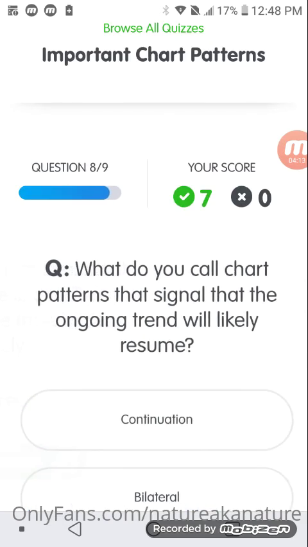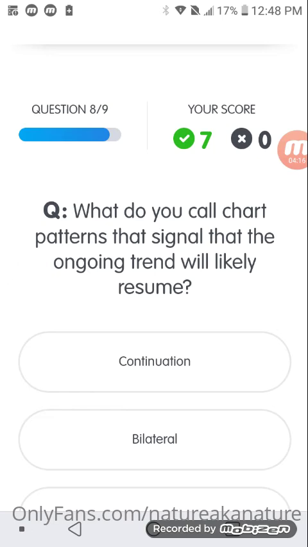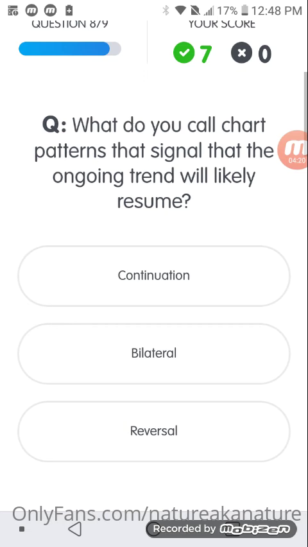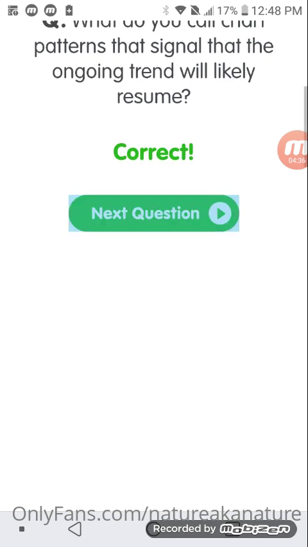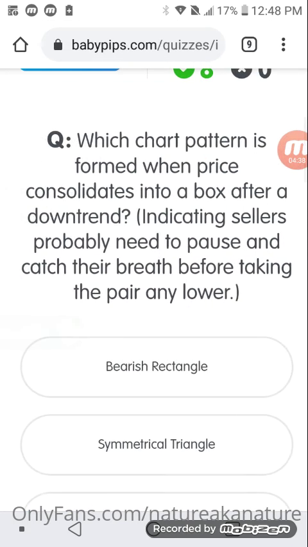All right, what do you call the chart pattern that signals that an ongoing trend will likely resume? This is called a continuation pattern, a bilateral pattern, or a reversal pattern. You said a continuation pattern. You said continuation patterns, you're correct. All right, so the last question.